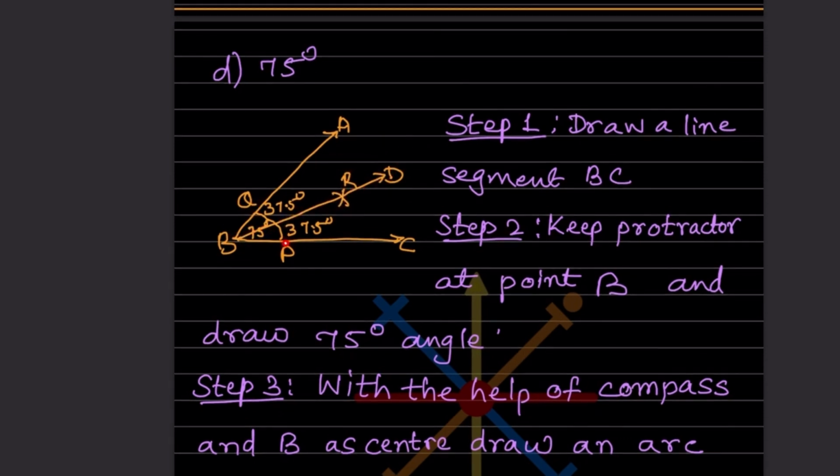So when you measure, because this is a bisector, 75 divided by 2 comes out to be 37.5. So when you measure this angle, it should be 37.5. And again, when you measure this angle, it should be 37.5. This is called the bisector. Bisector means you are dividing the angle into two equal parts.